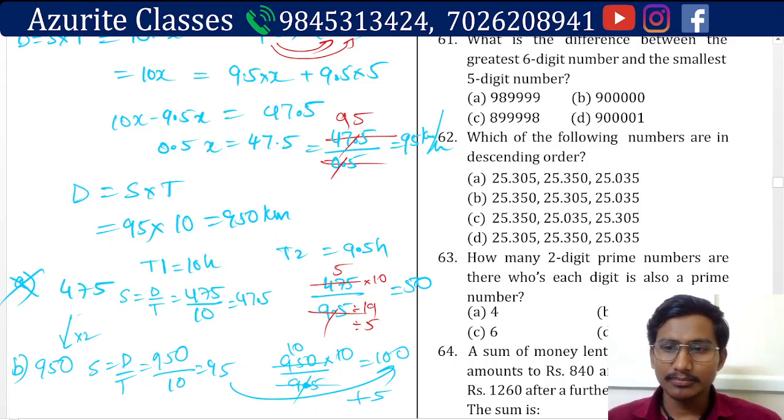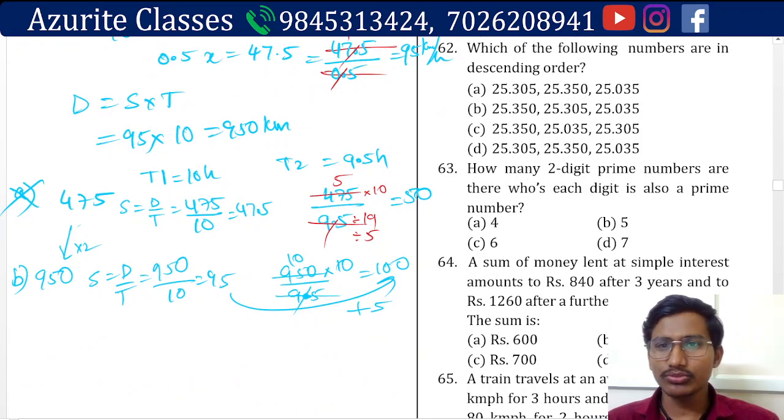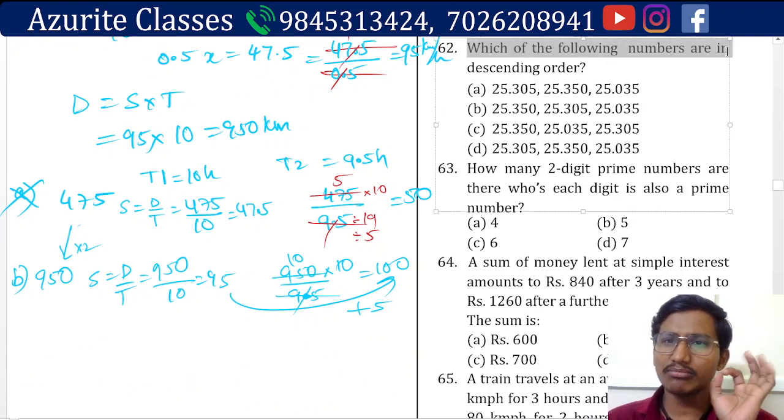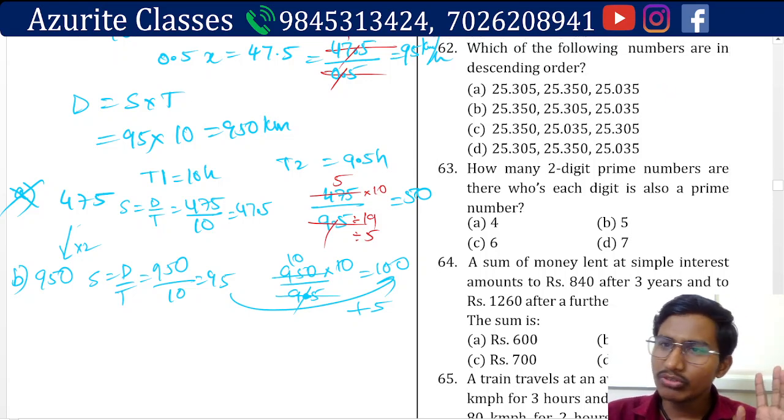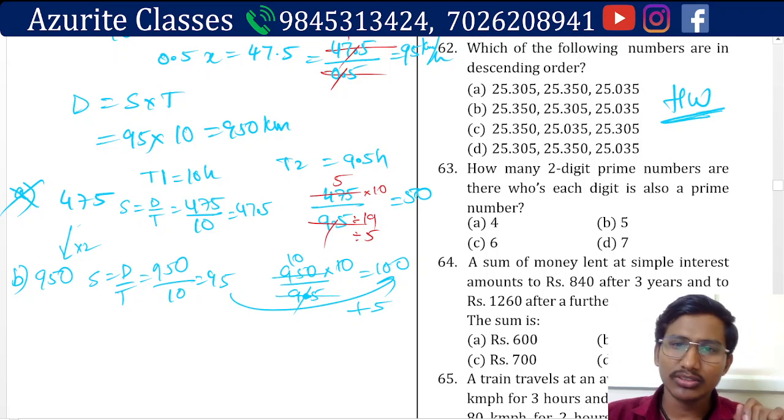Tell me the answer for question 62 now. This is very easy. Which of the following numbers are in descending order? Descending means big to small, right? So if you arrange big to small, you will get the answer. Do it as homework, and comment the answer below the video.